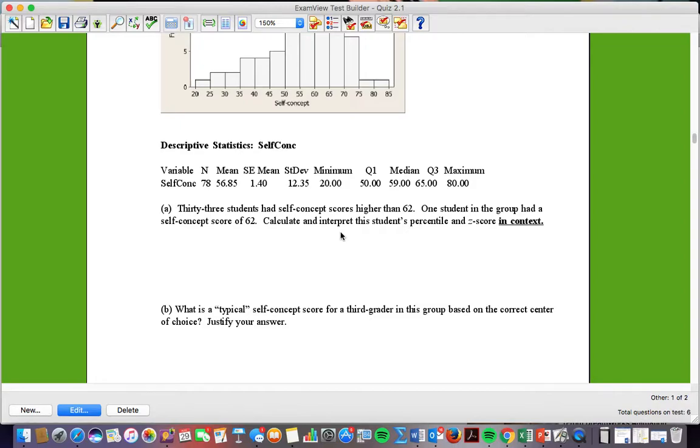It should have been 44. If someone did 45, I gave it to them because of how it was interpreted. Does that make sense? But technically, it should have been 44. Okay? Does that make sense?